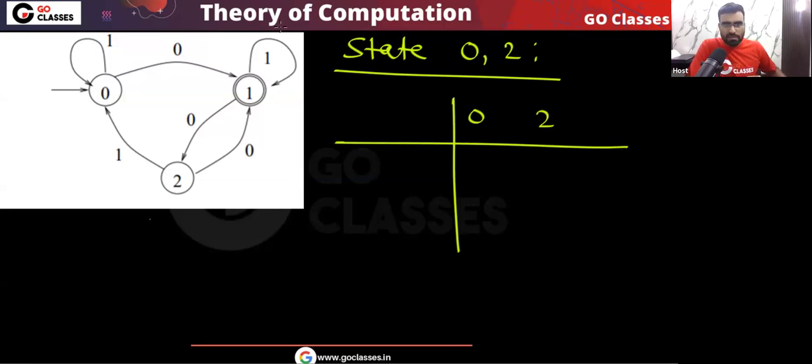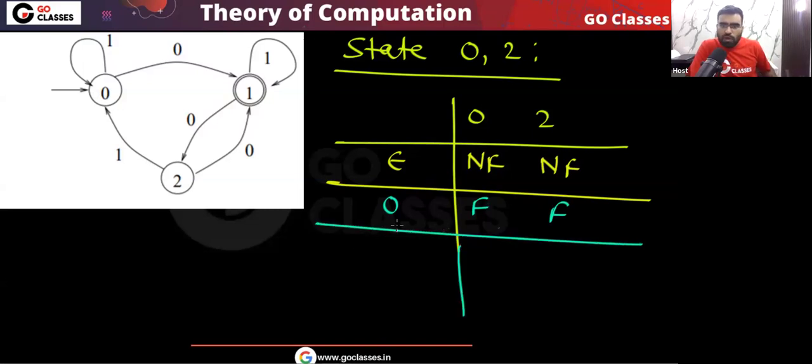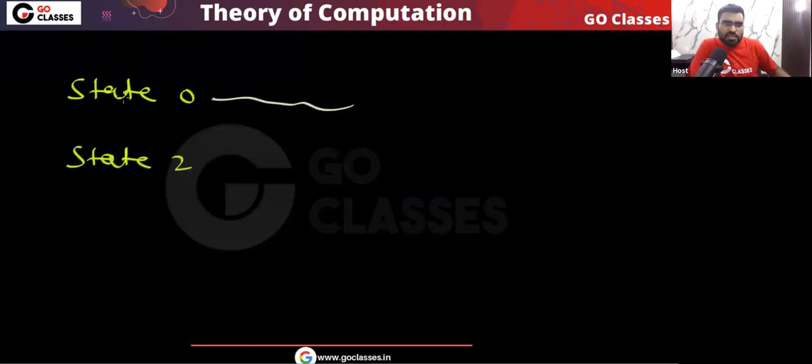Now you tell me, what about these 2 states? Notice one thing. On the empty string, they are both going to non-final. 0 comma 2, on the empty string, they are going to non-final. You tell me about 0. On 0, where are they going? On 0, both are going to final. Now what about 0 followed by W? What about strings which are starting with 0? Notice this state 0 and this state 2. Notice what is happening.